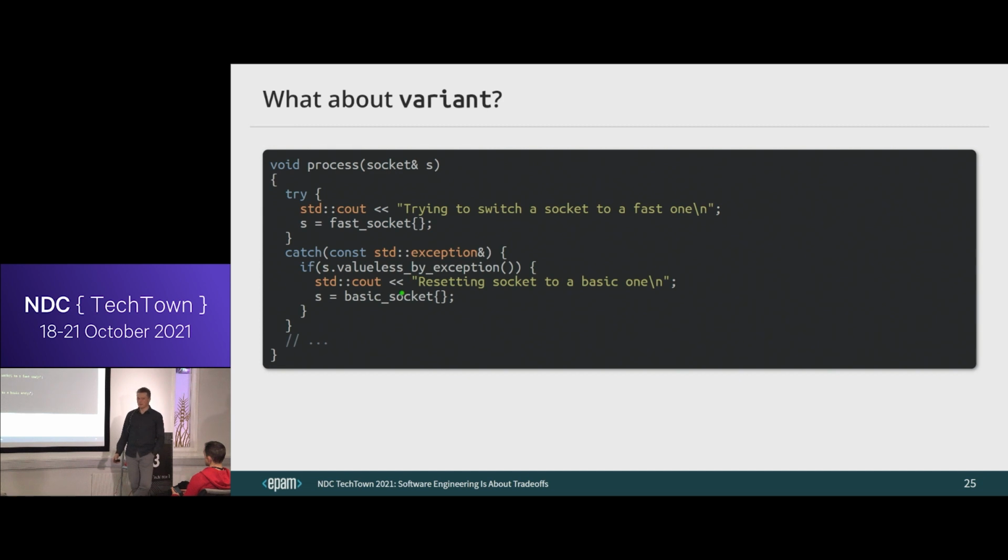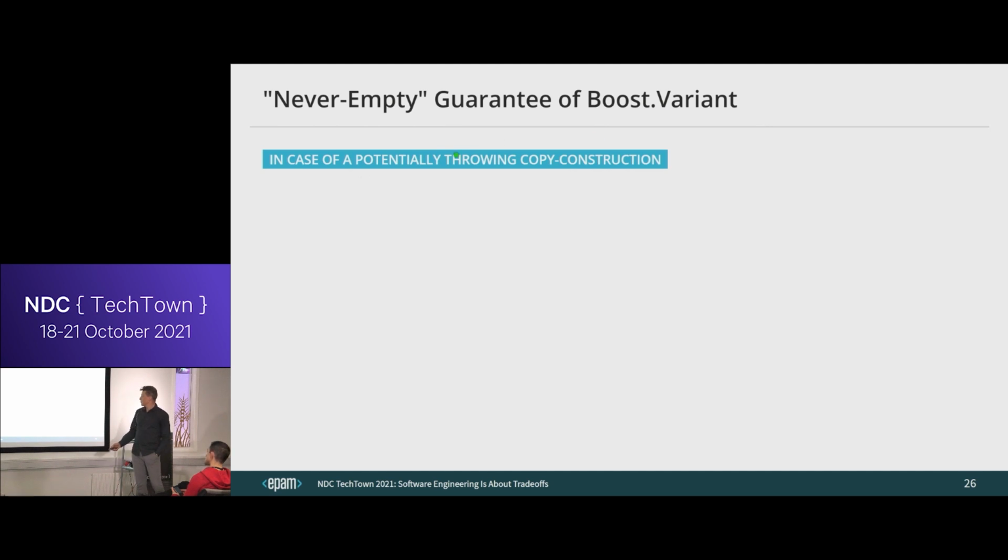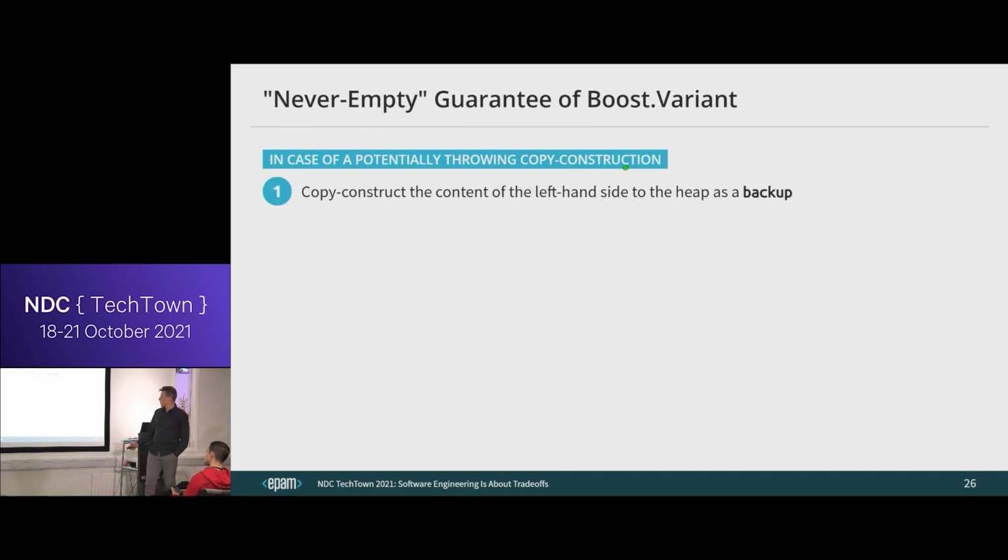So you may say std::variant is broken, right? And there are also alternatives that provide strong exception safety guarantee. Boost.Variant provides a never empty guarantee. How come? How is it possible? This is how it's stated in the documentation: in case of a potentially throwing copy constructor, copy construct the content of the left-hand side to the backup heap that I just created. So variant does a dynamic memory allocation, creates a buffer, and copy constructs the actual content there. So you have memory allocation cost and copy construction cost, right?